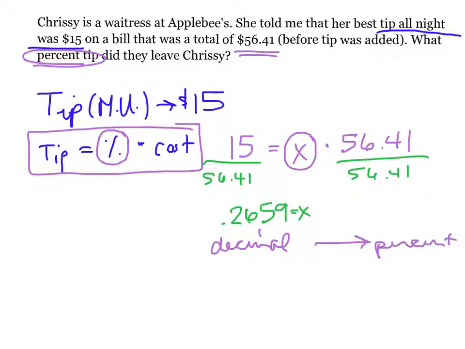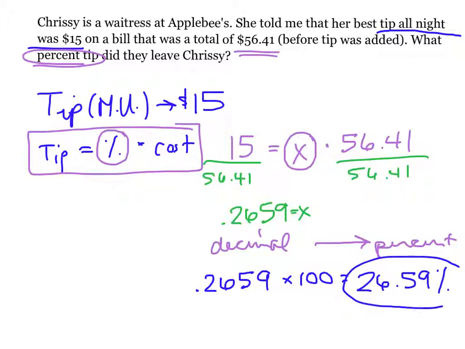And you guys have done this before in the past too. So because it's in decimal form, we take our decimal, 0.2659, and we multiply by 100 to get 26.59%. We have to take it from decimal to percent form by multiplying by 100 to get our final answer of about a 27% tip.